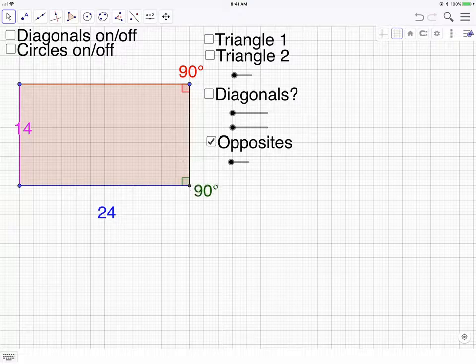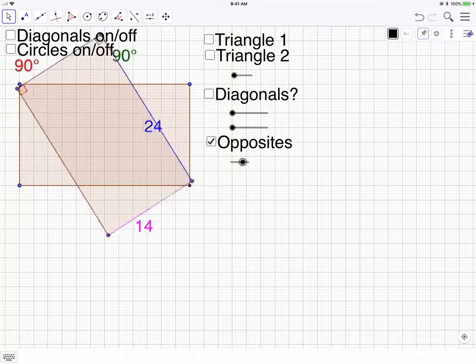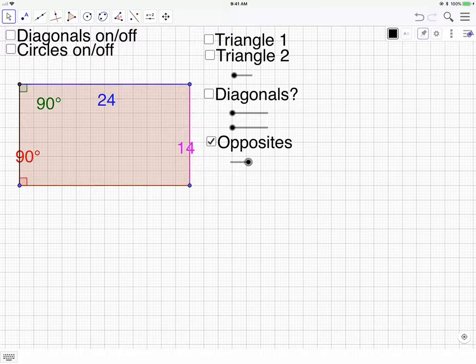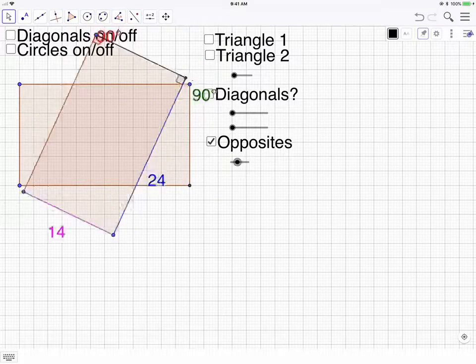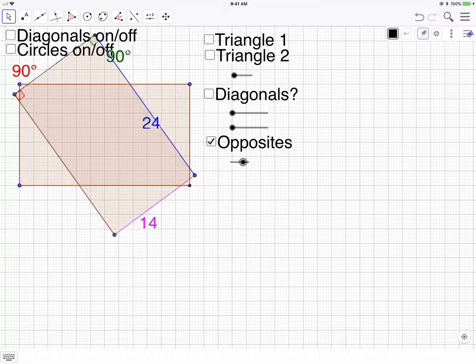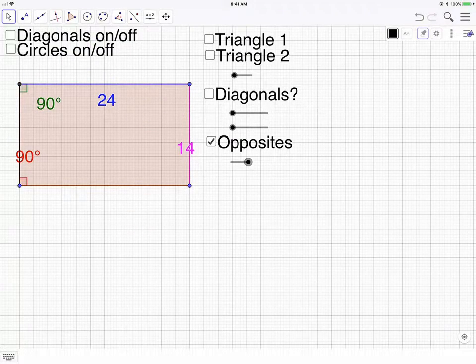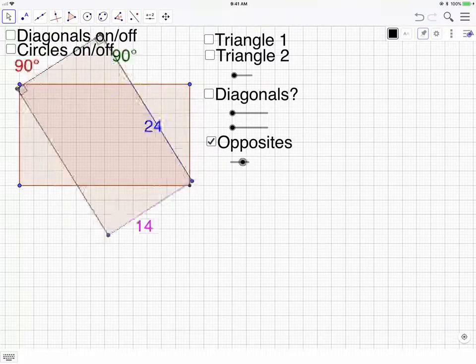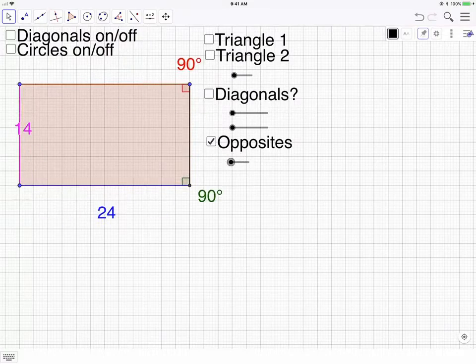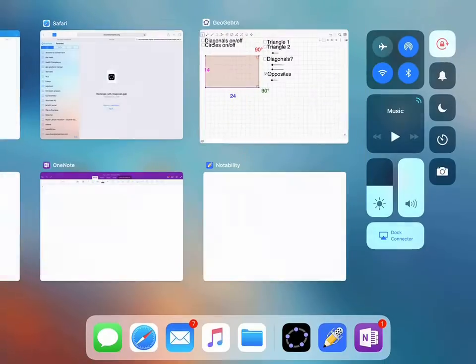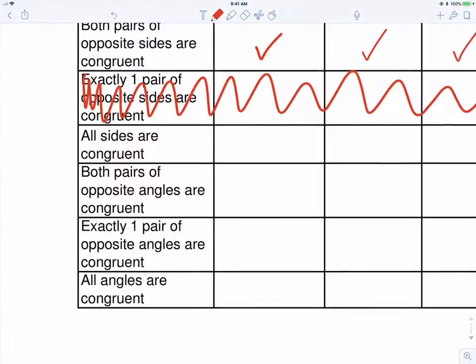that all the angles are 90 degrees. So obviously when I flip them around, they're all 90. So opposite angles are definitely congruent. If you look at the green 90, it ends up opposite, and the red 90 ends up opposite because there's this rotational symmetry in a rectangle. So opposite angles are congruent, of course, because they're all 90 degrees. So both pairs of opposite angles are congruent. True, they're all congruent. All sides are congruent. We said no.